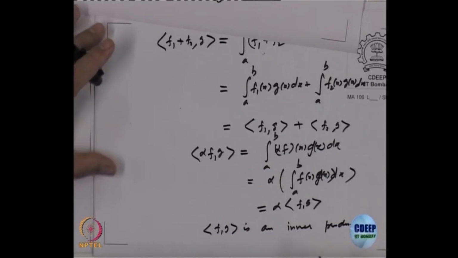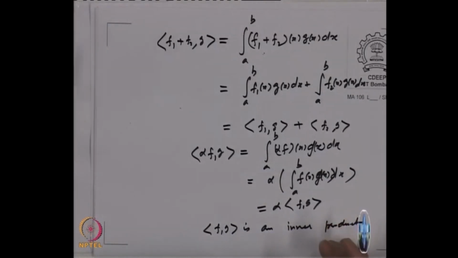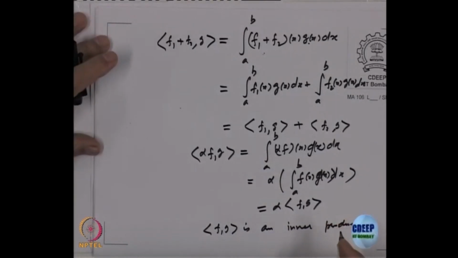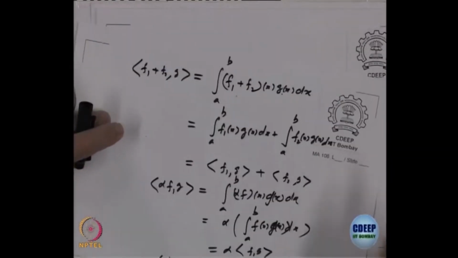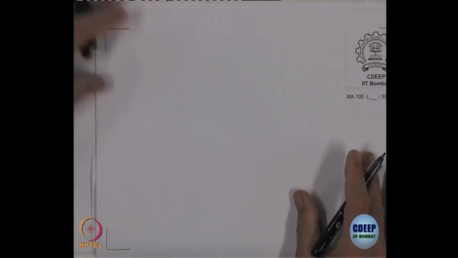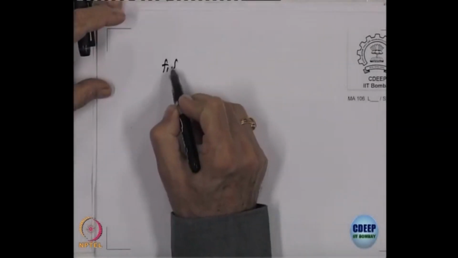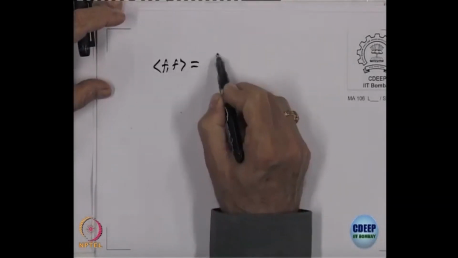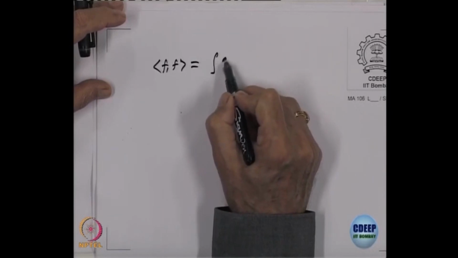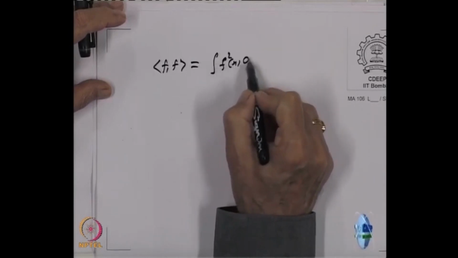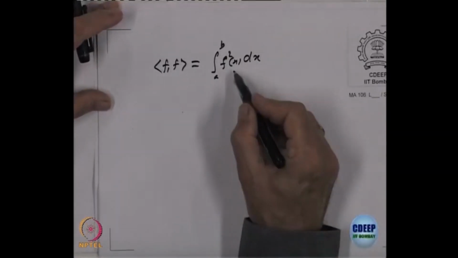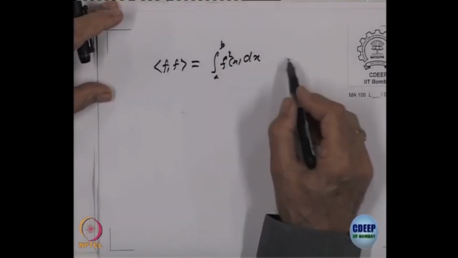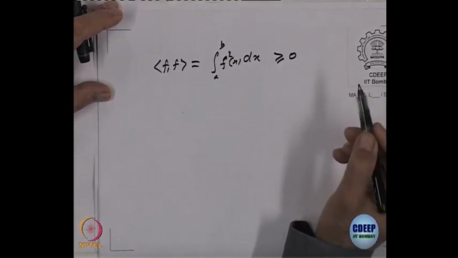We have not checked the other property. So what is the second property we had? The inner product of f with f should be greater than or equal to 0. So let us check that also. That is straightforward again. If I look at f comma f, that is equal to the integral, f is the same as g, so it is the integral of f squared x dx from a to b. Now f squared is a non negative function, so this will always be bigger than or equal to 0.